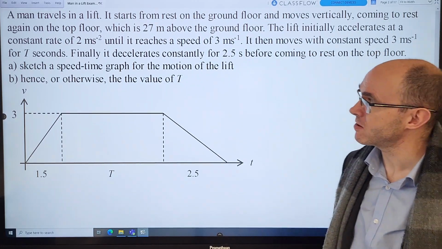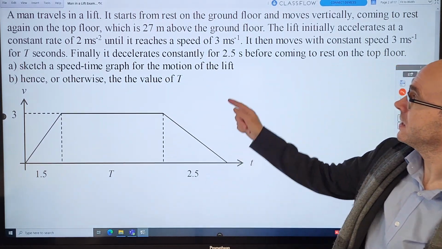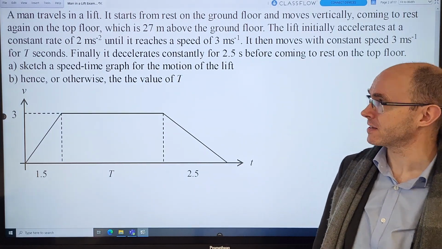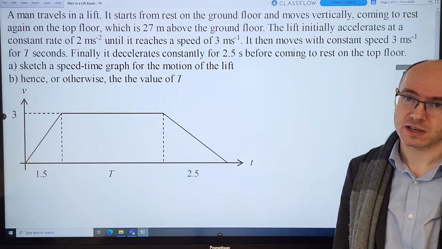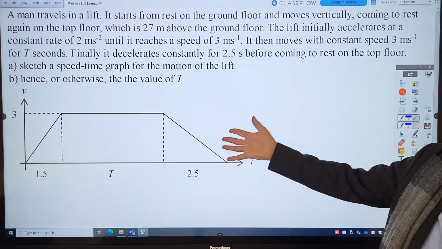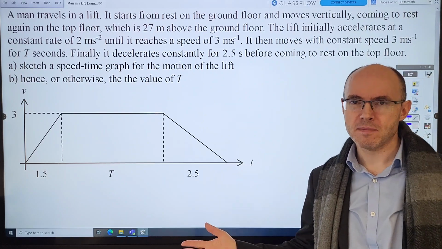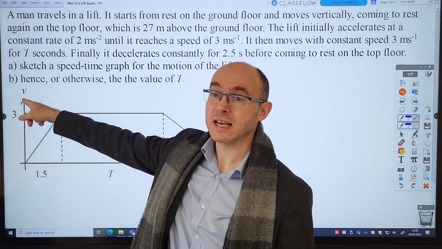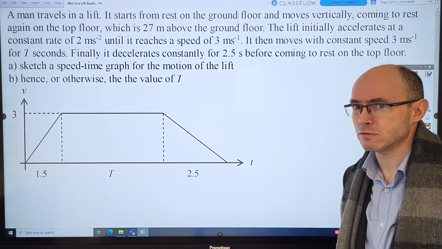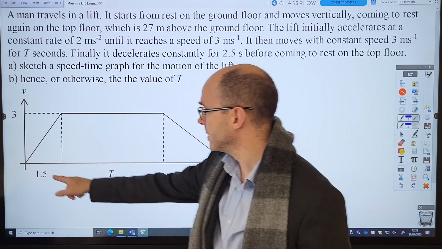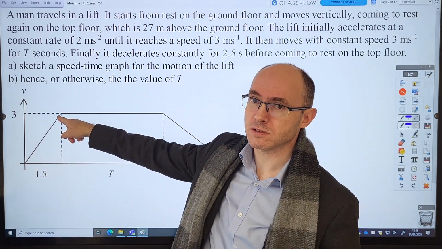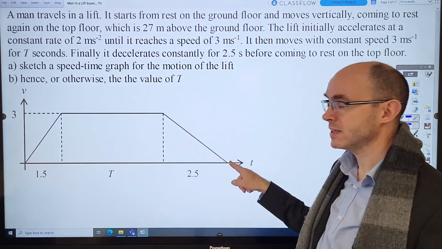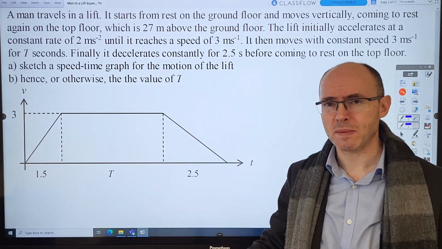The lift initially accelerates at a constant rate of 2 metres per second squared until it reaches a speed of 3 metres per second. Then moves at constant speed, 3 metres per second, for t seconds. Finally, it decelerates for 2.5 seconds before coming to rest again. This is what your speed time graph looks like. Okay, I mentioned trapezoidal. So here we've got time. And then here we've got speed, but we usually use V, which stands for velocity. Now, this is the constant acceleration phase, a straight line for constant acceleration, then this is the constant speed phase, and then this is the constant deceleration phase, hence trapezoidal.